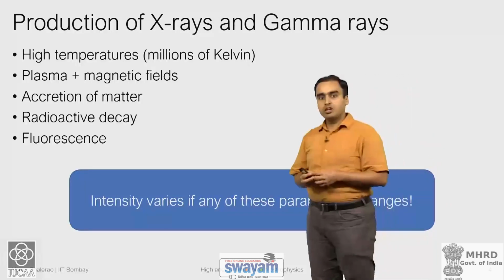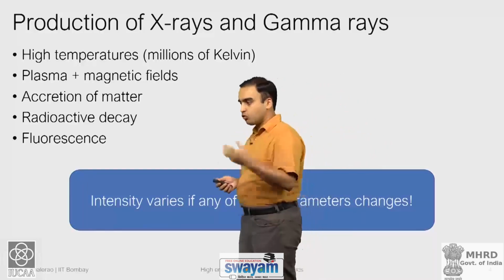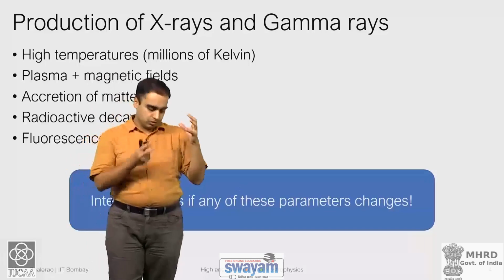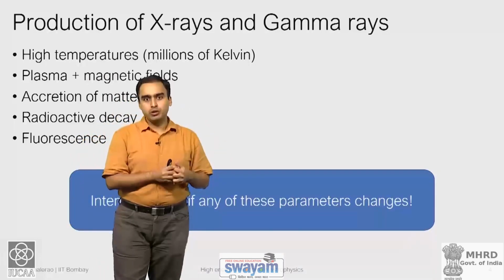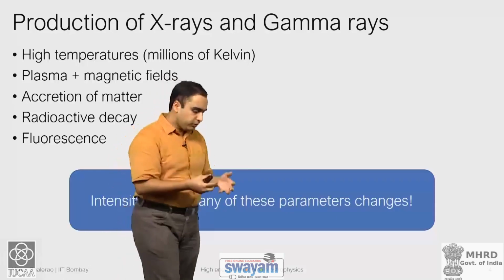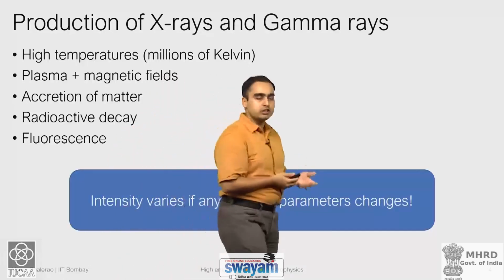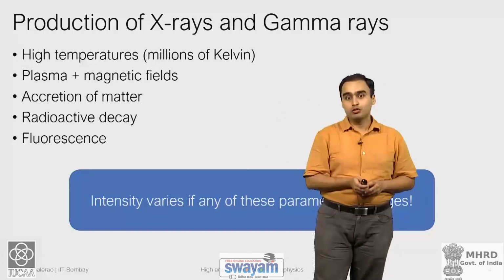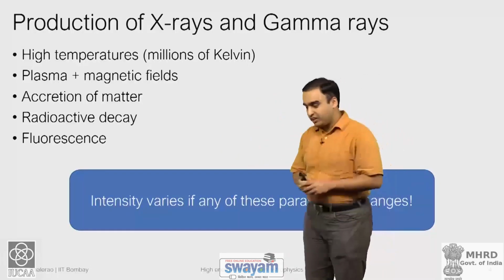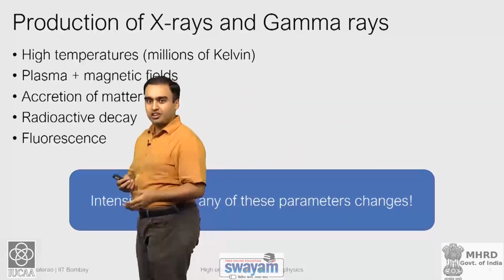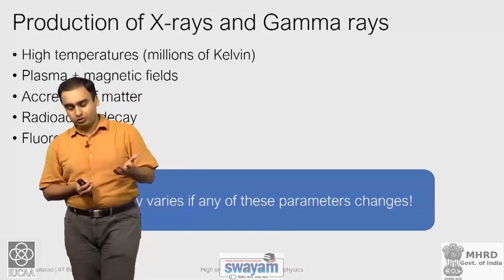Similarly, if you have say high temperatures, but the source is heating or cooling due to some properties, then the amount of radiation that you are going to get, the spectrum of radiation that you get is all going to change. In fact, a large fraction of sources in the X-ray and gamma ray sky are actually variable sources, to the extent that it is extremely hard for us to find a source which is constant enough that we can use as a reference source.